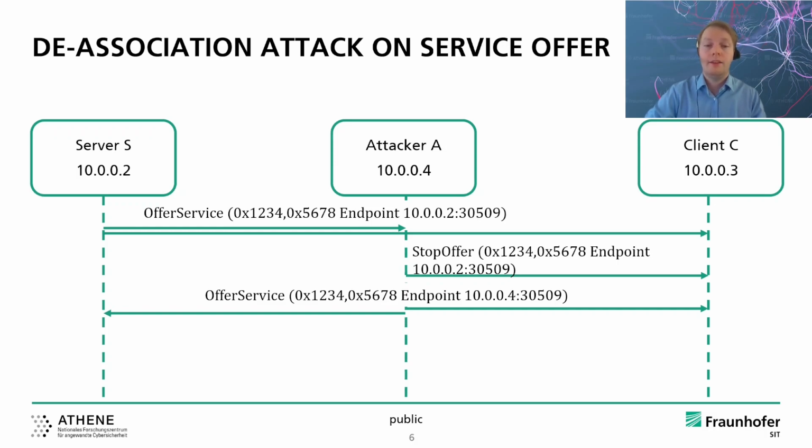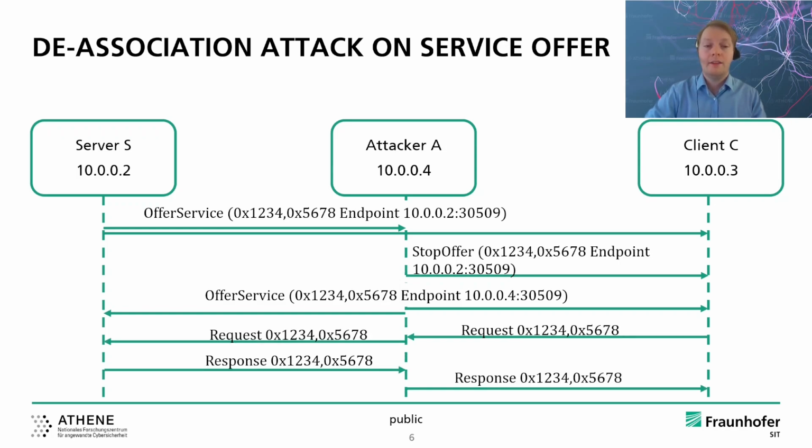The client then sends the request not to the original server, but to the attacker, and the attacker can, for example, forward this message to the server. The server generates a response, sending this response to the attacker, and the attacker can now manipulate the response message to the client. Two further attacks are introduced in our paper: one attack on offer service messages, and another more complex attack against the publish-subscribe process of SOME/IP.